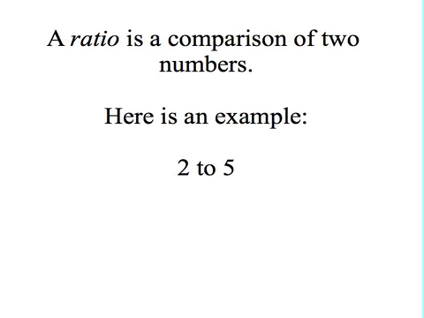2 to 5. You may write it like this. Ratios are often written with colons. It's still pronounced 2 to 5. And they're written as fractions. For our purposes, we're going to use the fraction way. In this case, 2 over 5.